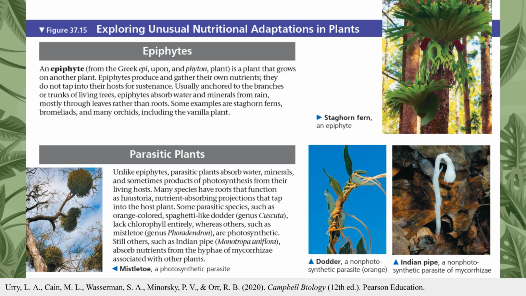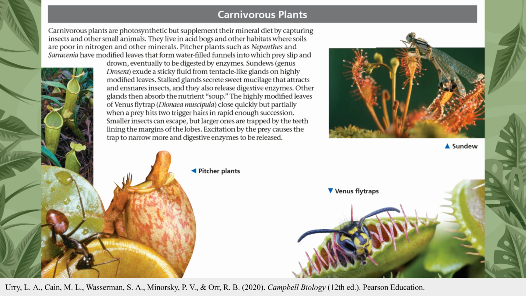Epiphytes grow on other plants for support but do not take nutrients from their host. They photosynthesize their own food and absorb water and minerals from rain, air, and debris, often through their leaves. Parasitic plants obtain water, minerals, and sometimes sugars directly from host plants. Carnivorous plants are photosynthetic, but capture and digest insects to supplement nutrients, especially nitrogen, in poor soils.